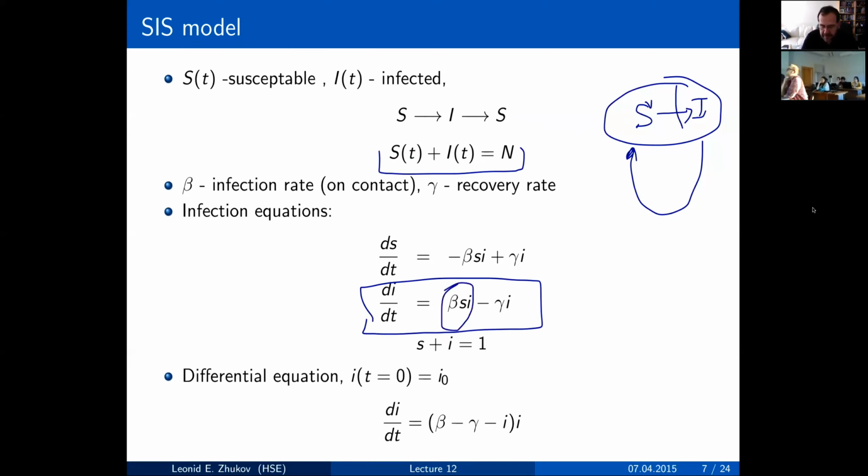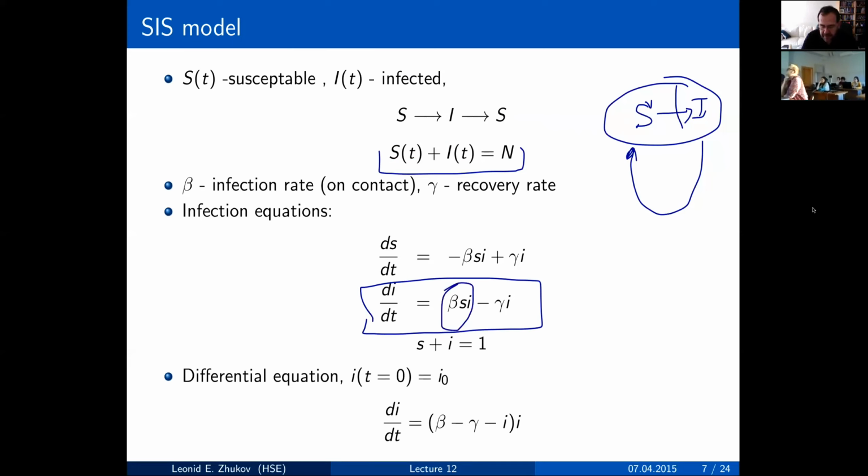It is important to notice the difference. Here it's S times I. So the infection rate is proportional to both the fraction of infected people, because you need to get infection from them, and the fraction of susceptible people, because the infection should go to someone. The recovery rate is only proportional to the number of infected people.